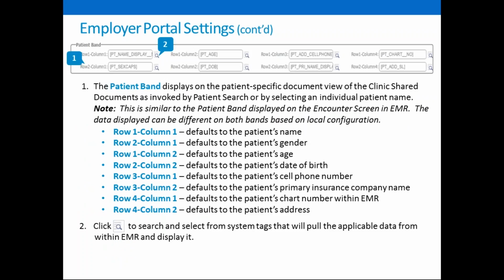Then the patient band, again, this loosely mirrors what you have in your encounter screen, but you can customize it. So by default, you see here the patient's name, gender, age, date of birth, their cell phone, their insurance, chart number, and their address. Maybe the employer doesn't need to know who their insurance is, because usually for employer billing, insurance isn't in the picture. So you might want to display something else other than the insurance in that field.